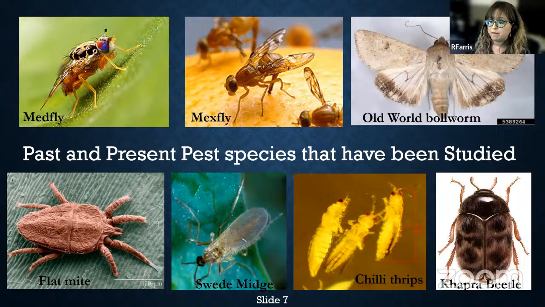I've also worked with mites. That picture of the mite is actually very enlarged. It's very tiny. You cannot really see it with the naked eye. You have to look under a microscope to see that one. I've also worked with Swede midge, with chili thrips, also known as Scirtothrips dorsalis, and with the capra beetles.